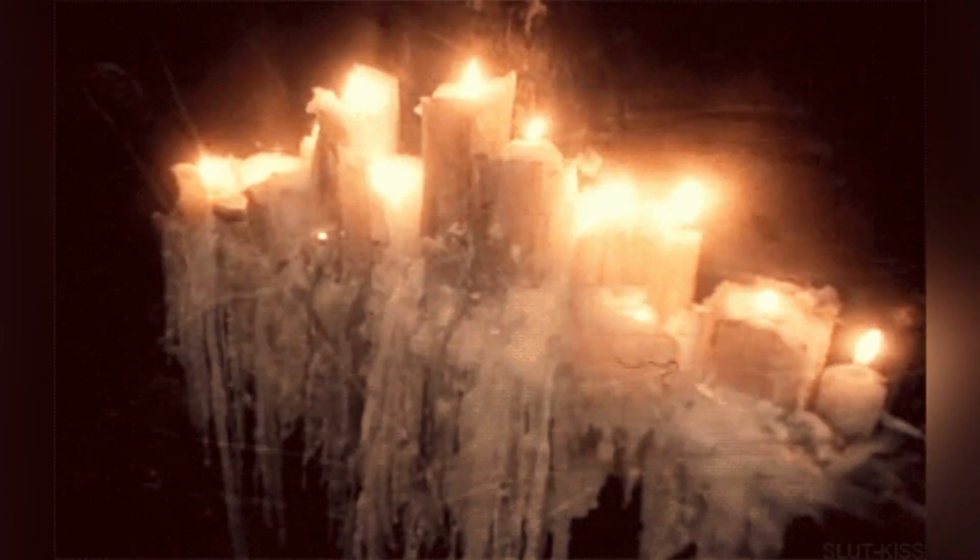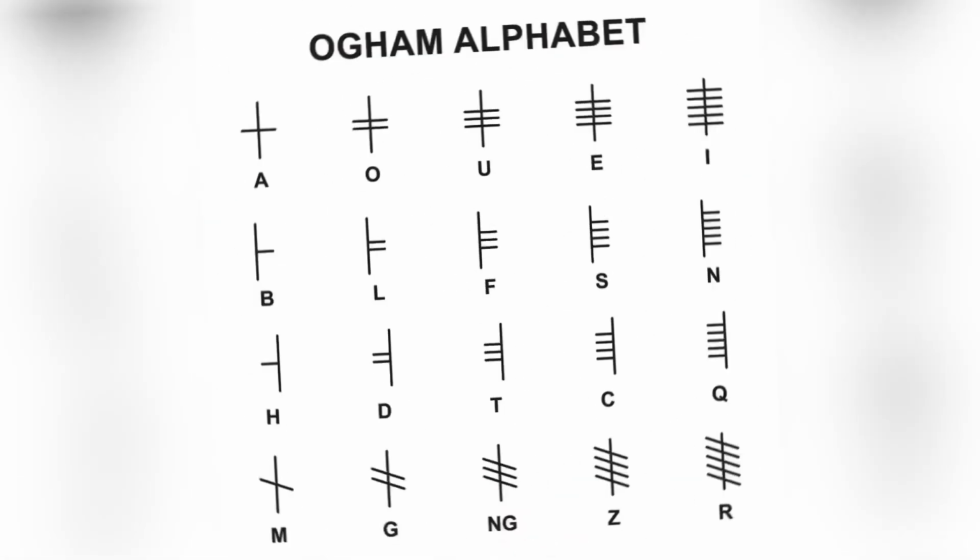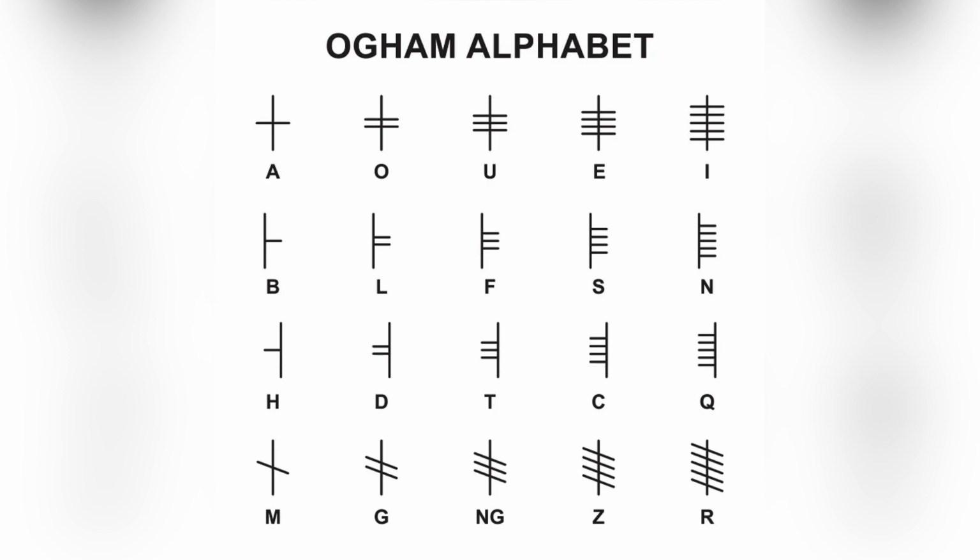In part 2 of this two-part series, we will take a look at the 18 letters of the Gaelic alphabet and some of the properties of their corresponding magical trees.